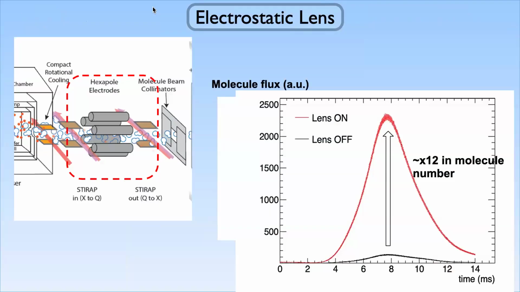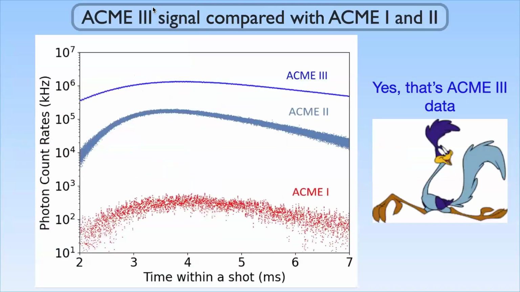Then we have this electrostatic lens that focuses the molecules again from the source into the interaction region. You can see we get an increase by turning the lens on of about a factor of 10. And that results in this kind of data. Here's Acme 1. So we have this pulse of molecules come through. As you saw, we do the measurement. So this pulse is some number of milliseconds wide. And here's Acme 1, here's Acme 2, and now that's Acme 3.